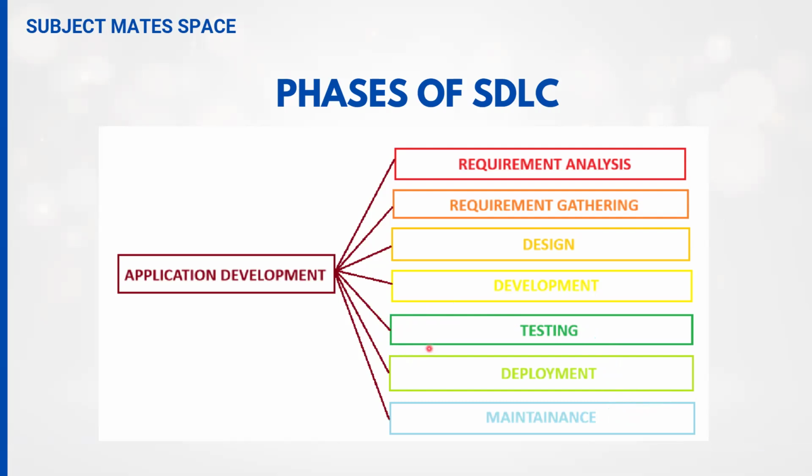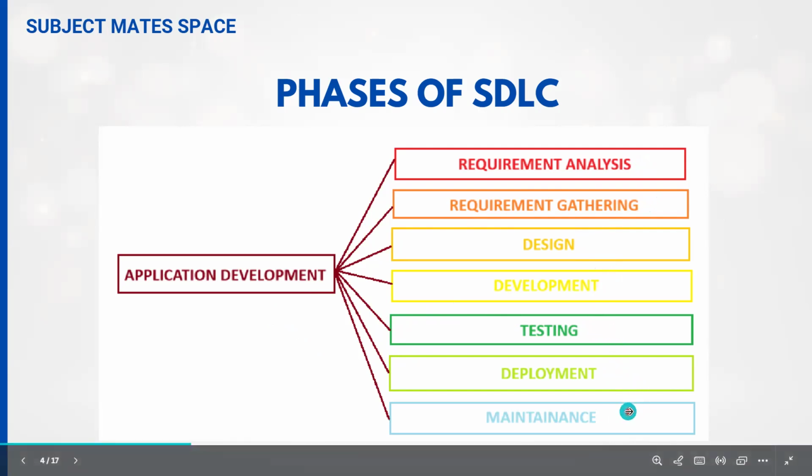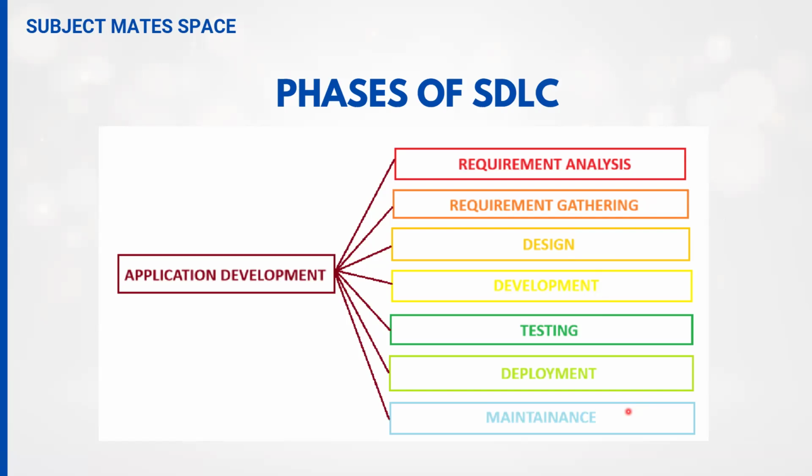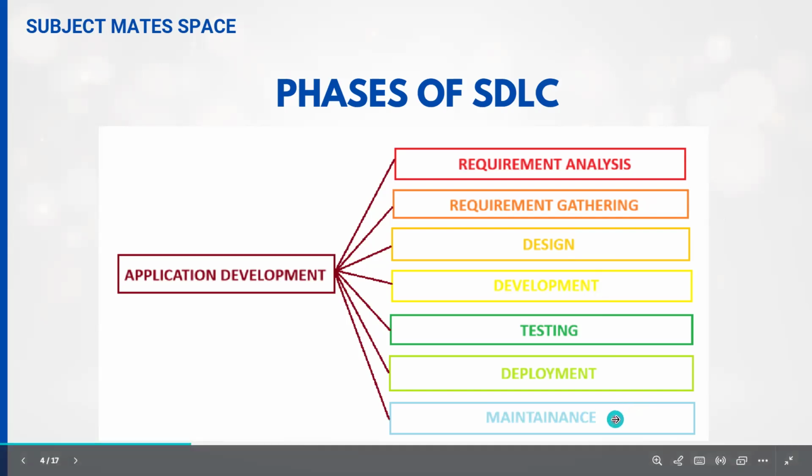Mind it, this is a very important interview question. Definitely, they will ask this question. So again, the first is requirement analysis, requirement gathering, design, development, testing, deployment, and maintenance. These are the 7 phases of software development lifecycle. Got it? Now you take a screenshot of this as well, and then let's move forward.